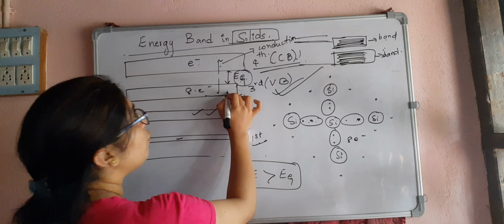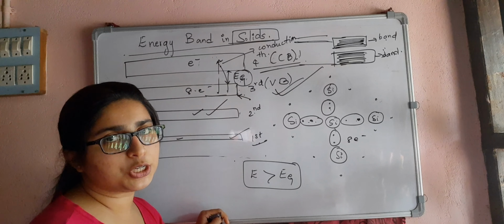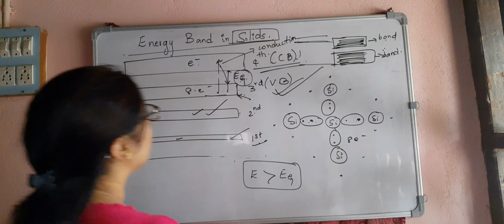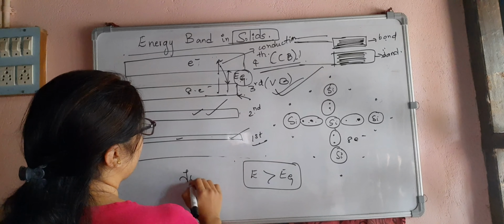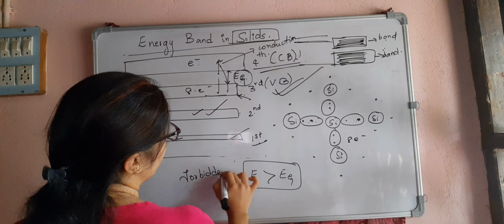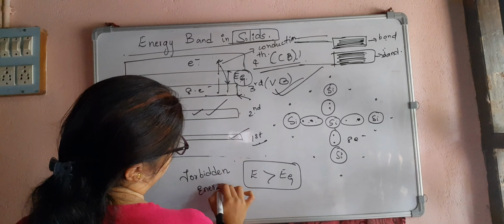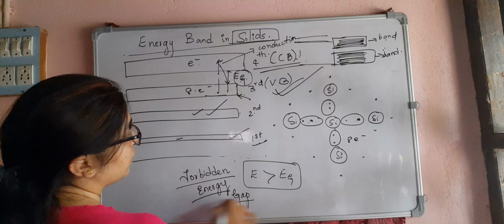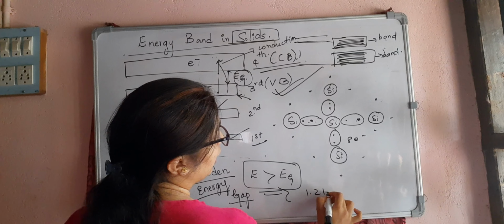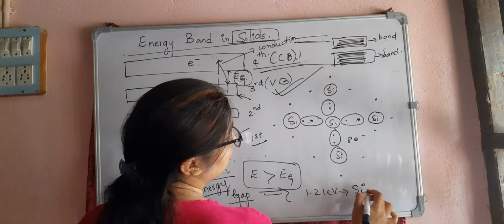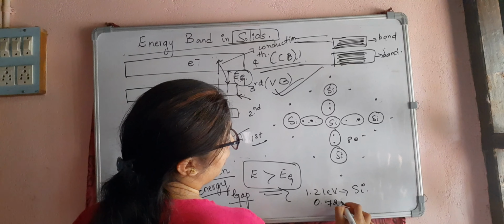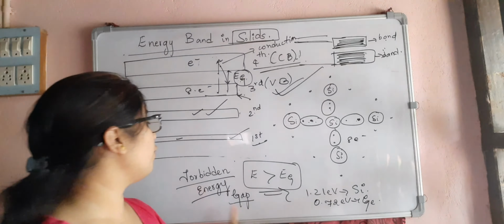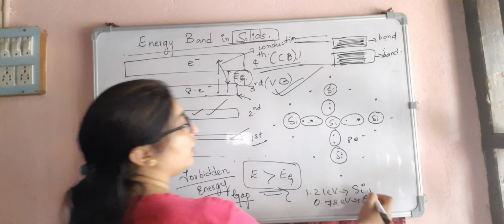Then only does the electron from the valence band jump to the conduction band, and then they become free electrons so that they can conduct electricity. Okay, so this is also called the forbidden energy gap because there are no permissible energy levels. This is equal to 1.21 electron volts for silicon and 0.72 electron volts for germanium. Okay, so this is the value of the forbidden energy gap for silicon and germanium.